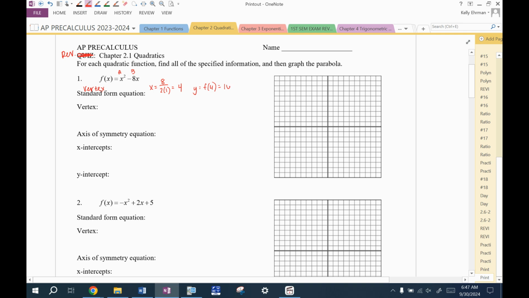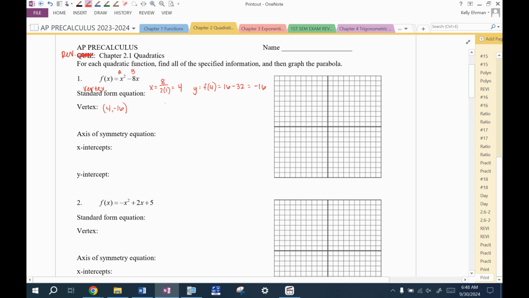So 4 squared is 16, minus 8 times 4 is minus 32. So that's negative 16. So I'm going to be off the graph a little bit. It's okay. And then if the vertex is at, I'm going to write down the vertex first. So if the vertex is at 4, negative 16, then I can write the vertex form equation.